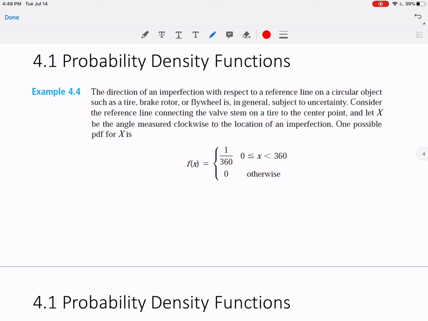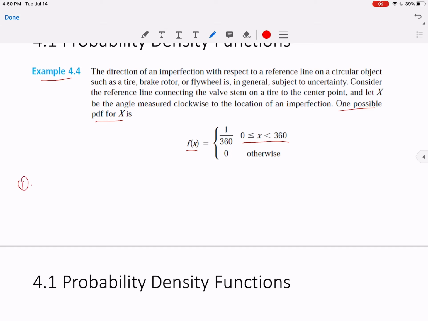Okay. Now, let's take a look at this example here. This is coming from the textbook, example 4.4. I don't want to read over the whole background information here, but what we know is the possible PDF for x is this. Okay, f of x is the PDF of x. So f of x over here is equal to 1 over 360. It's a constant number for all x values between 0 and 360. And f of x is equal to 0 otherwise. Now, we want to do some calculations. Number one, we want to find the probability that x is greater than or equal to 90, less than 180.